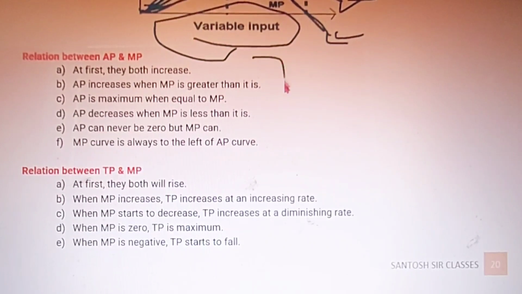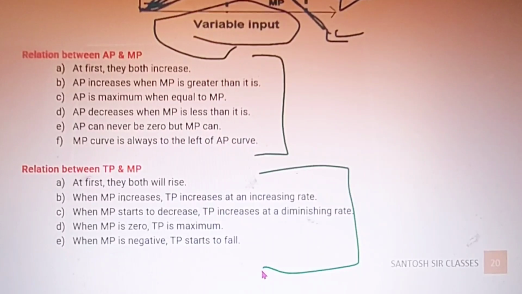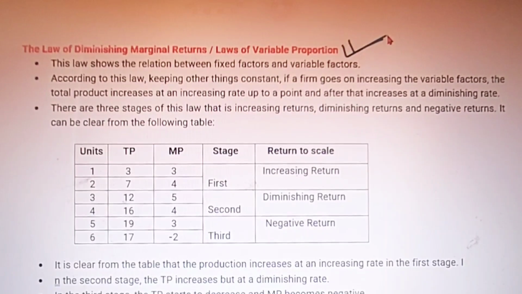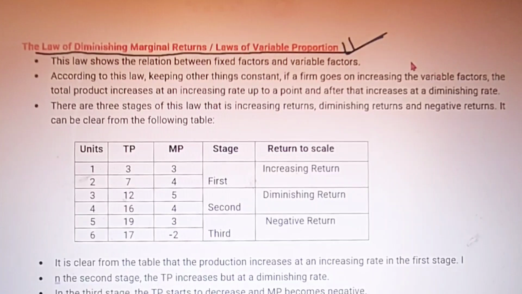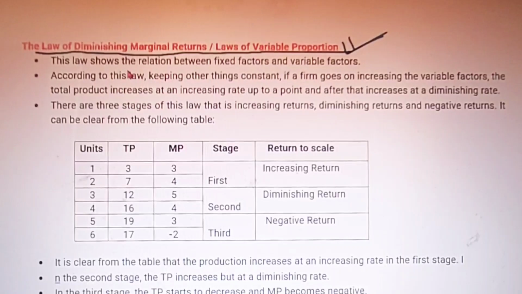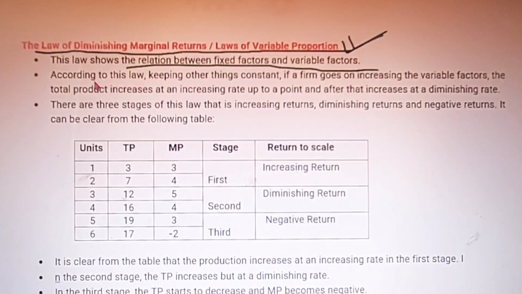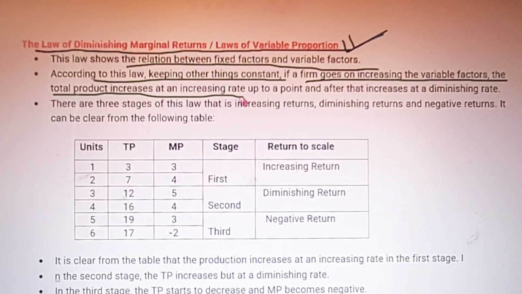This is what is written here, describing the relationship between AP and MP and TP and MP. Very simple one, but very important one, right? This is again a very important question which comes in the exams quite a number of times. The law of diminishing marginal returns, or in other words, the law of variable proportion. Now what is this law all about? It shows the relationship between fixed factors and variable factors. That is the first thing you have to keep in mind. And according to this law, keeping other things constant, if a firm goes on increasing the variable factors, the total product increases at an increasing rate up to a certain point, and after that it increases at a diminishing rate.